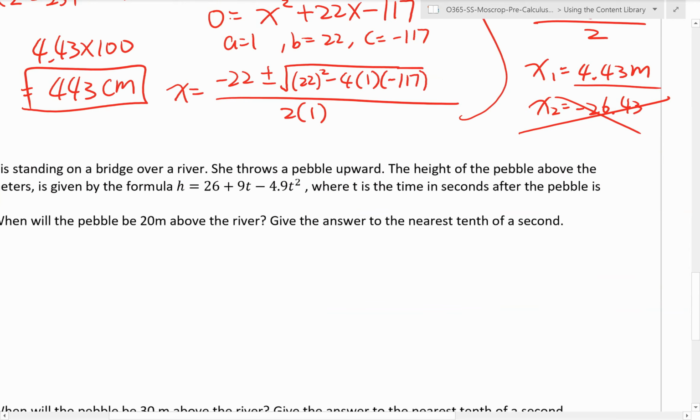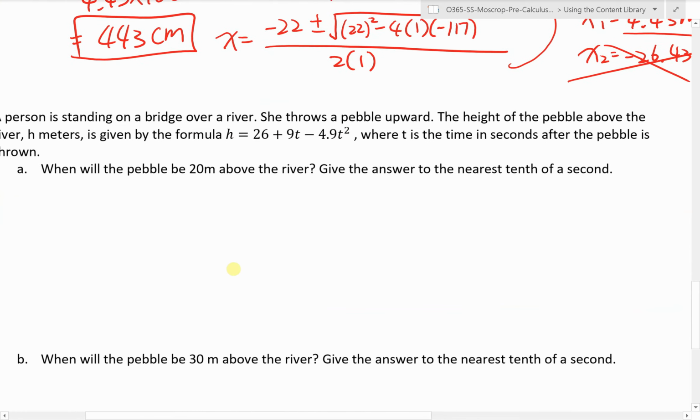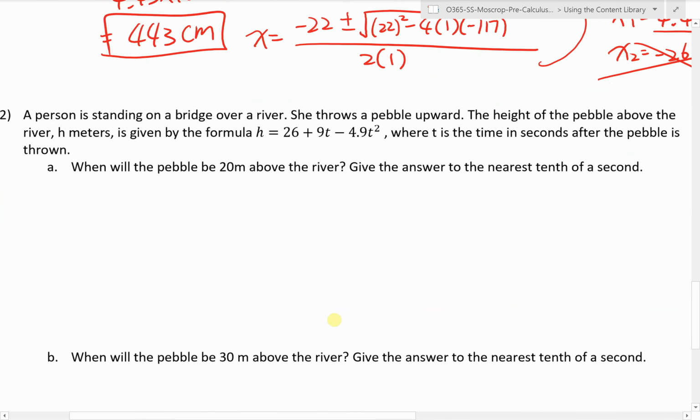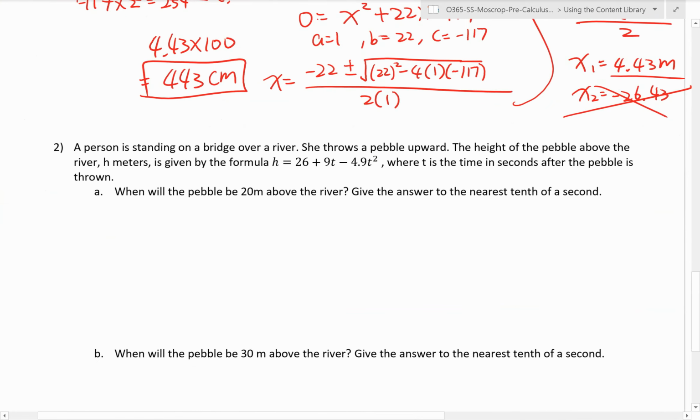Now we're going to move on to the next example. Here it says a person is standing on a bridge over a river. She throws a pebble upwards. The height of the pebble above the river, h meters, is given by the formula right here. h is equal to 26 plus 9t minus 4.9t squared, where t is the time in seconds after the pebble is thrown. Part A says, when will the pebble be 20 meters above the river?